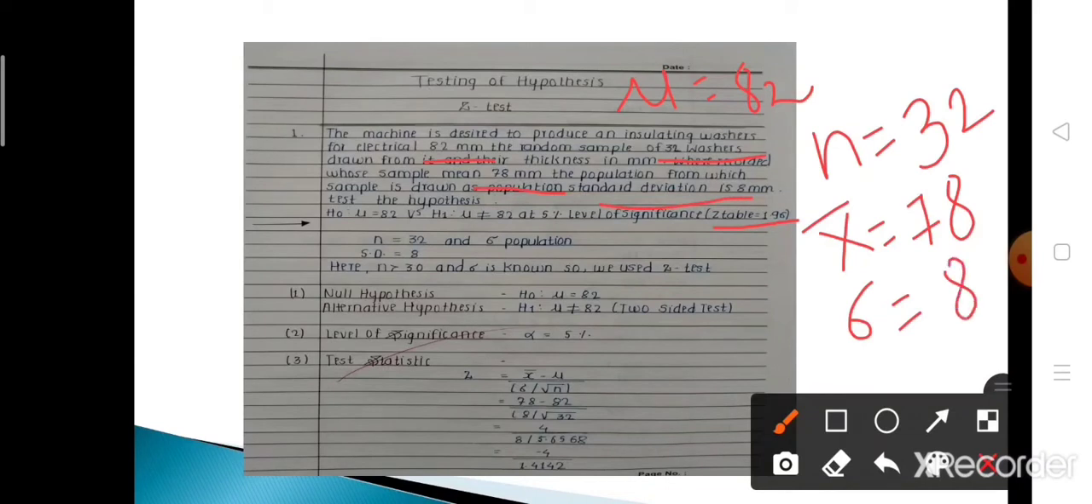The Z test is used for testing population mean. Here we want to test the population mean, that is, we want to test whether the average thickness is 82 mm or not. So we want to test the population mean, and Z test is used when the sample size is greater than 30. Here the sample size is 32, that means greater than 30. And the second condition is that the population standard deviation, that is sigma, is known.